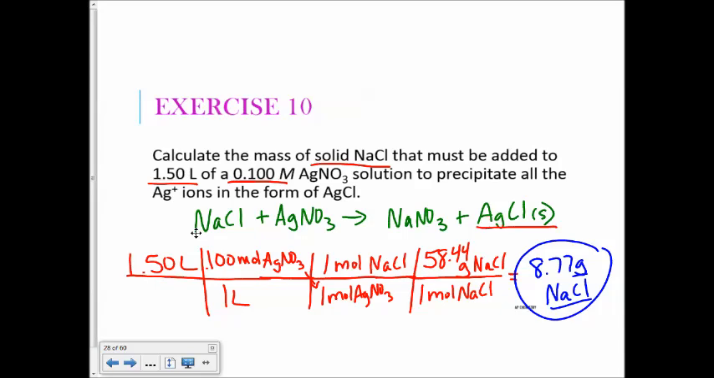You can always check your work too by canceling your labels: liters with liters, moles of the AgNO3 with moles of the AgNO3. Moles of the NaCl should cancel with the moles of the NaCl, and then you're left with your grams. So it's always good to check your labeling. They should be able to cancel.